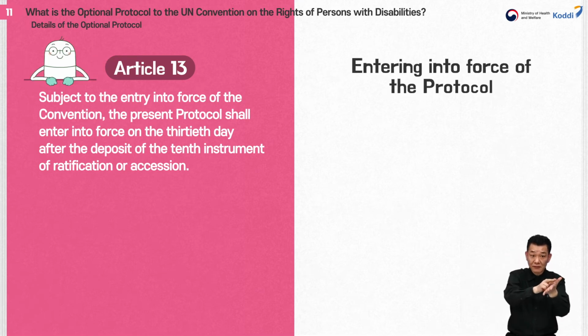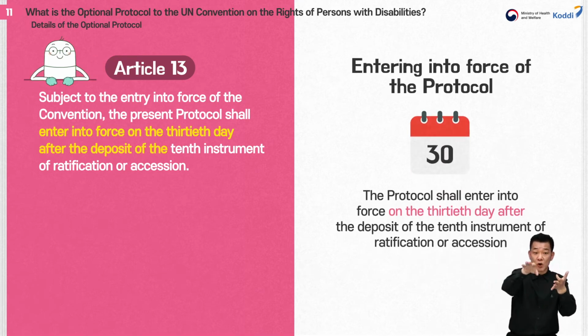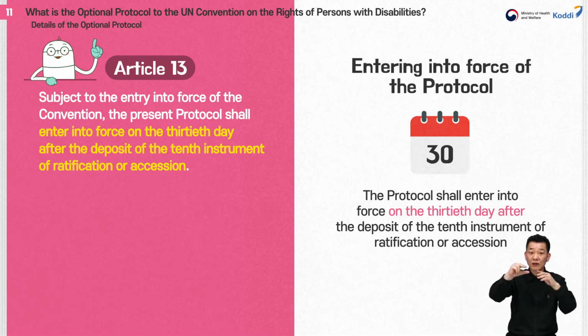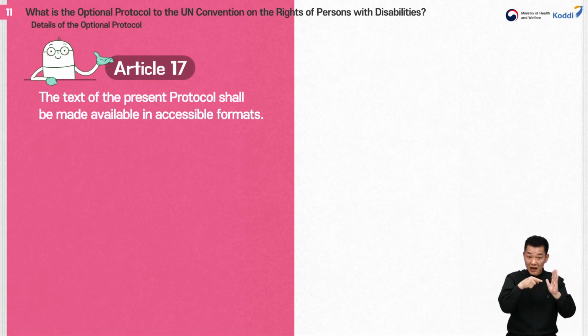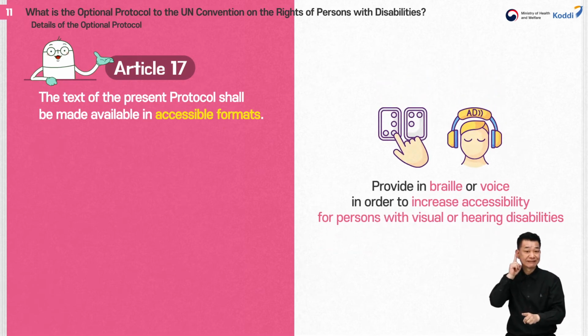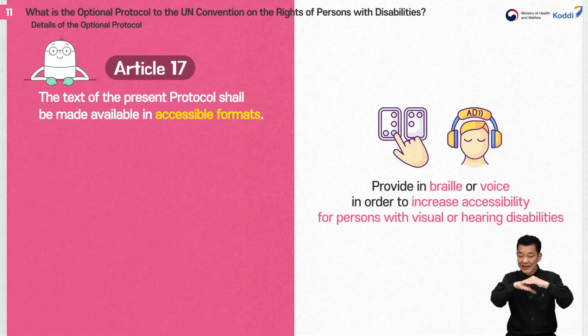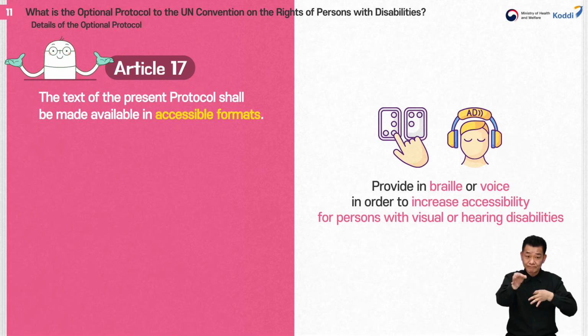The protocol shall enter into force on the 30th day after the deposit of the 10th instrument of ratification or accession. And Article 17 states that the text of the protocol shall be made available in accessible formats, provided in Braille or voice, in order to increase accessibility for persons with visual or hearing disabilities. I hope this comes of help to you.